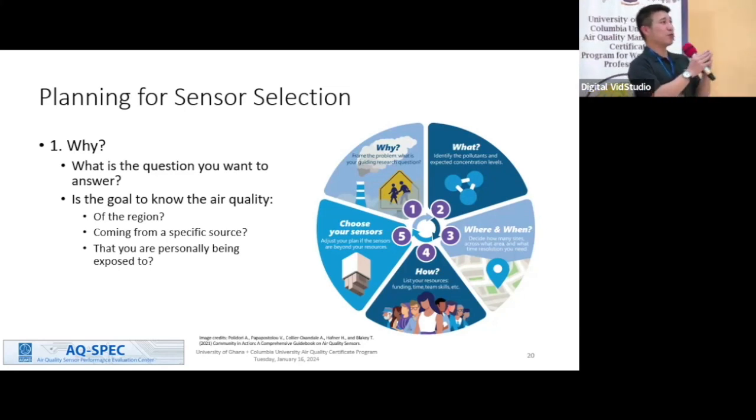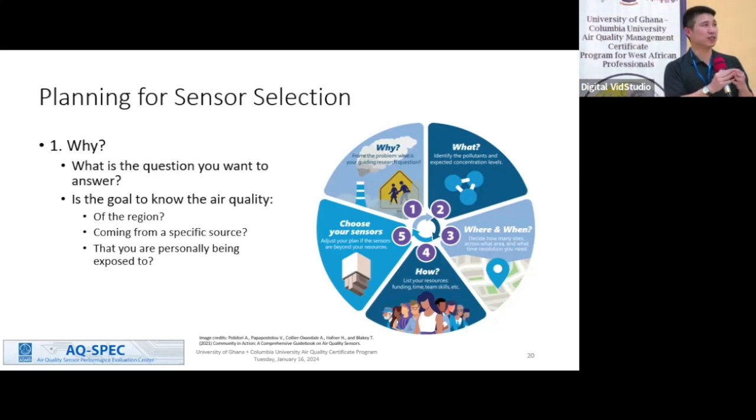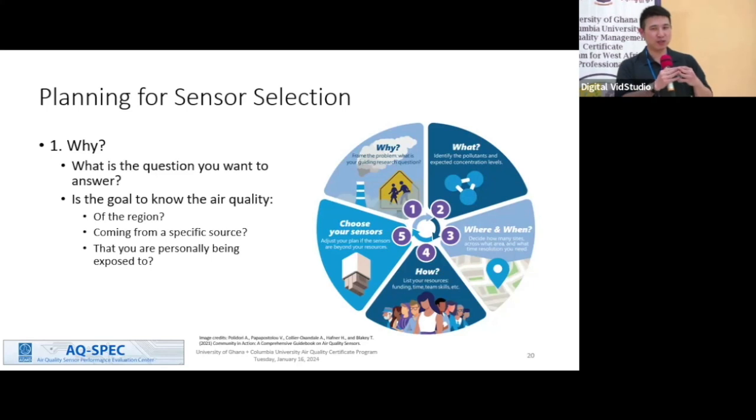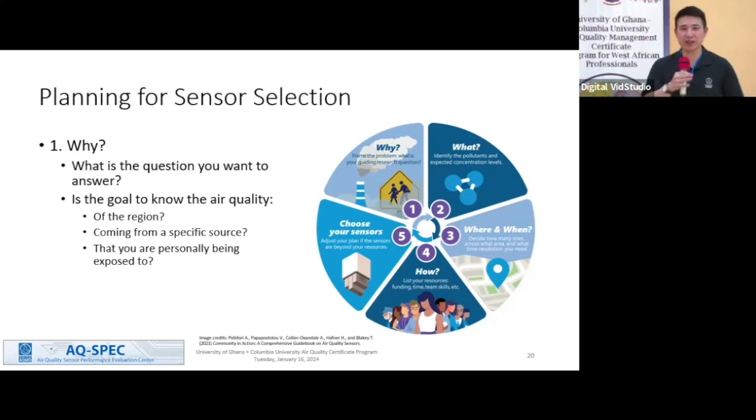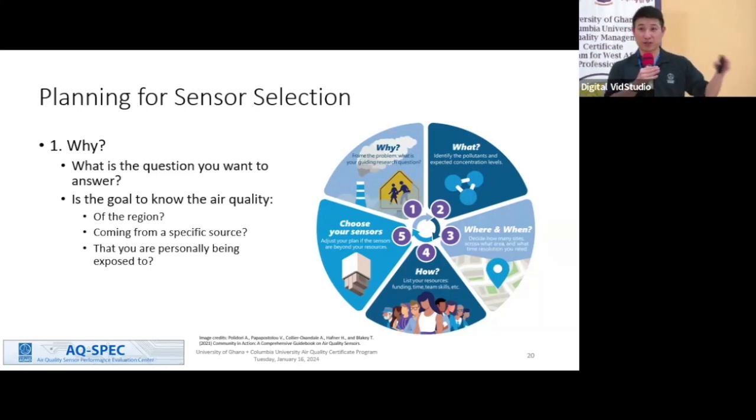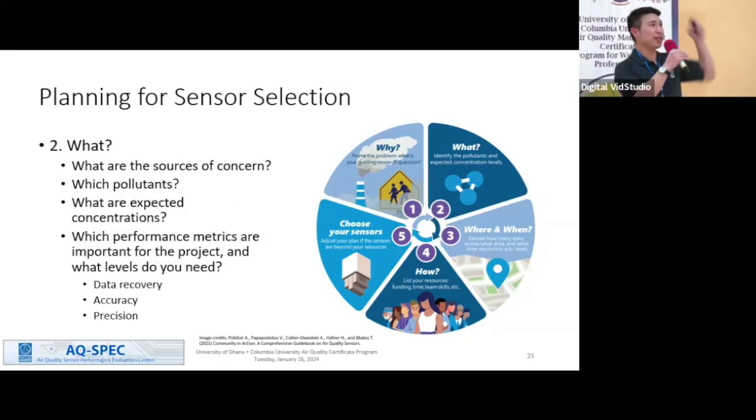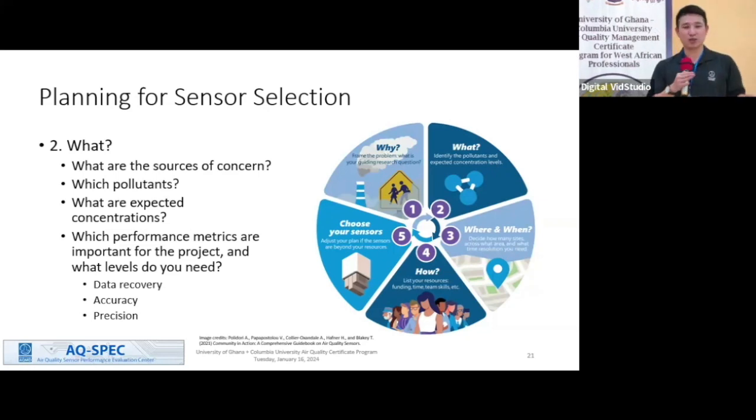So first, think about why. What is the question that you want to answer, and then what is the goal of your monitoring effort? Do you want to know the air quality of the region, like a more ambient regional kind of picture of the air quality? Are you trying to understand the emissions coming from a particular source? Or is it about more of a personal exposure kind of project? Okay. Next is what? What are the sources of concern?